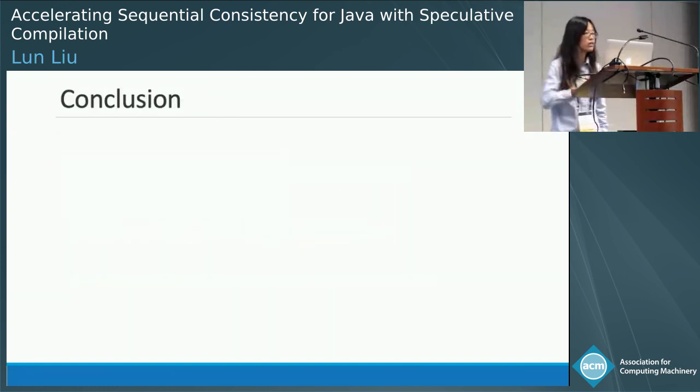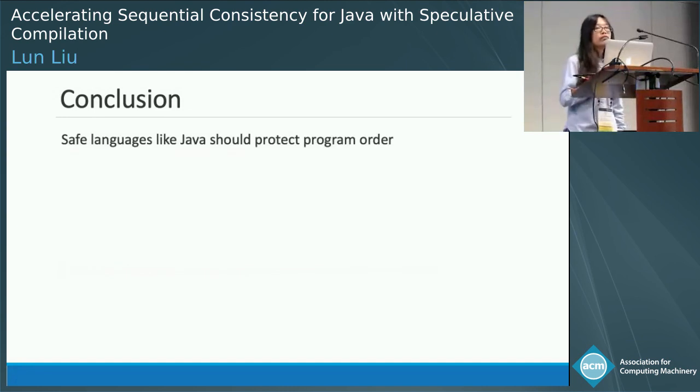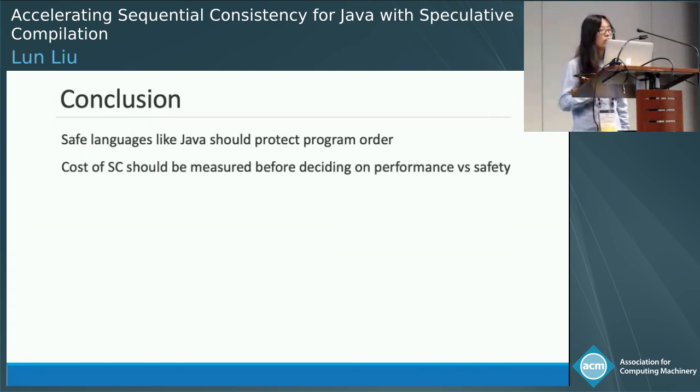Therefore, let me just quickly conclude. We believe safe languages like Java should protect program order by default, just like they should protect memory safety and type safety. Although there is a performance cost here, we believe that the cost of SC should be measured first before people jump to any conclusion on this performance versus safety debate.